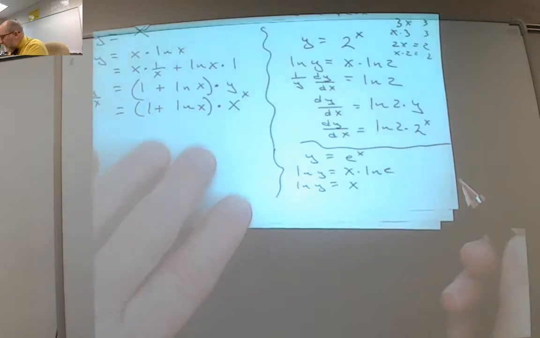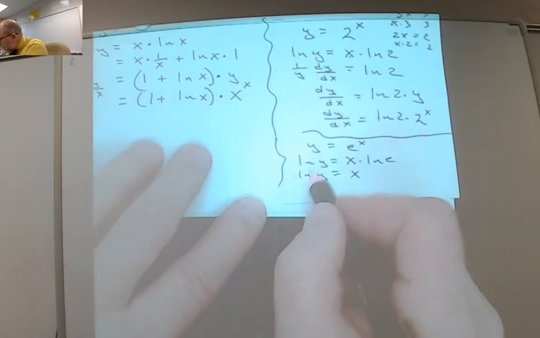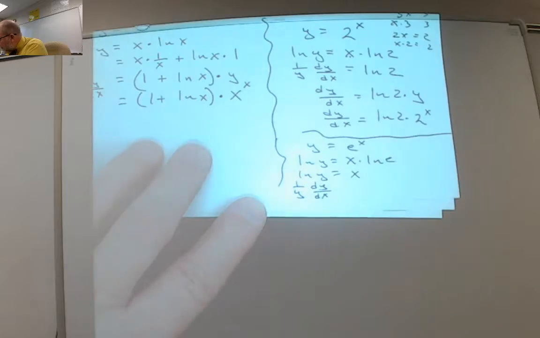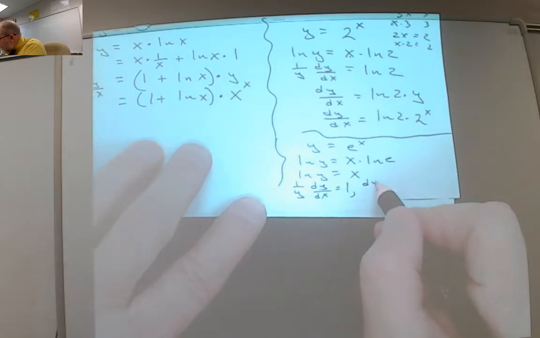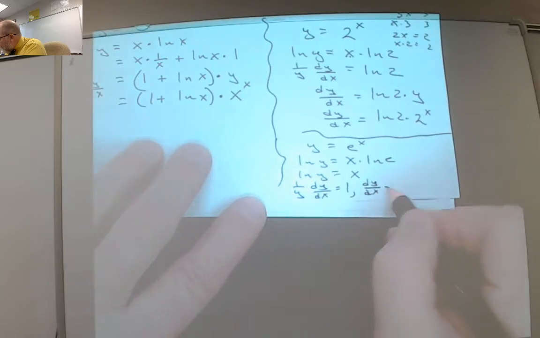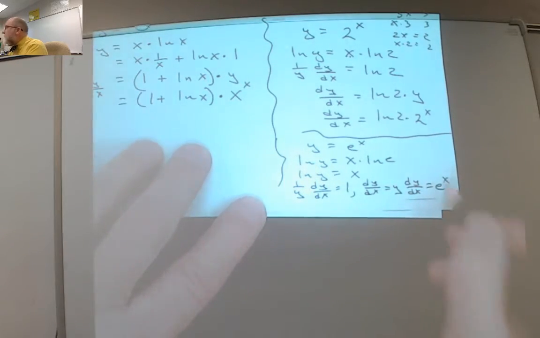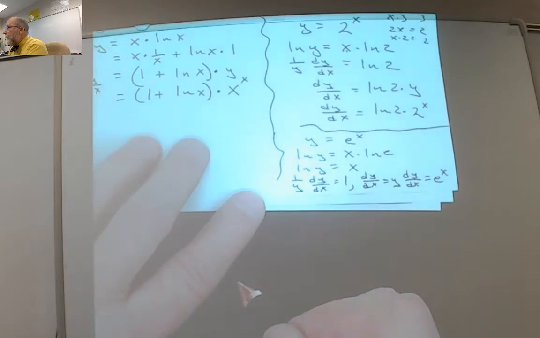Take the derivative of this now. So then it's 1 over y dy dx equals 1. Go slow. Which means what? dy dx equals y. And what's y? That's e to the x power. So e to the x is its own derivative.